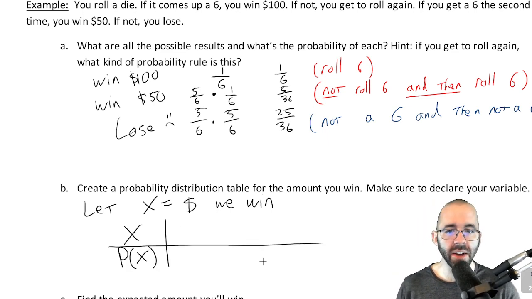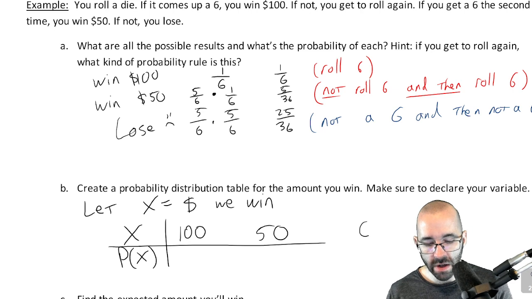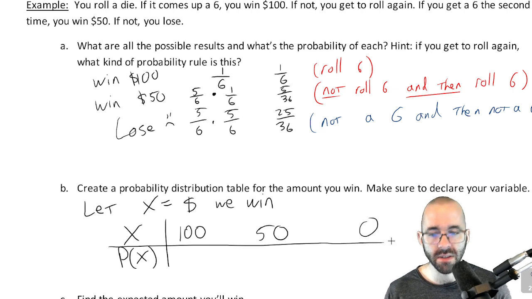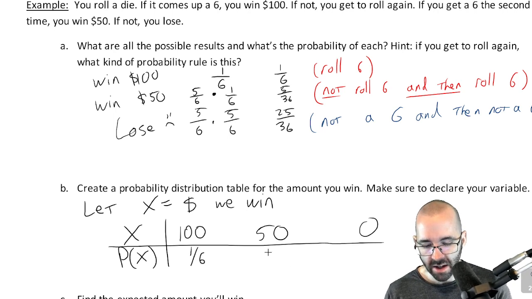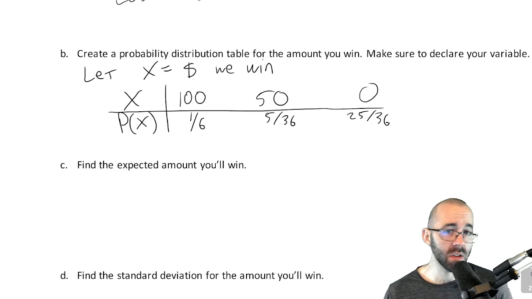What are the 3 x values? Well, we could win $100. We could win $50. Or we could win nothing dollars. What's the probability of 100? Well, we found that's a 1/6. We found this was 5 out of 36. Found this was 25 out of 36. All of our probabilities add up to 1. We're good to go.